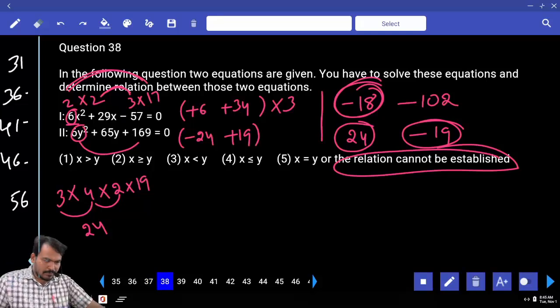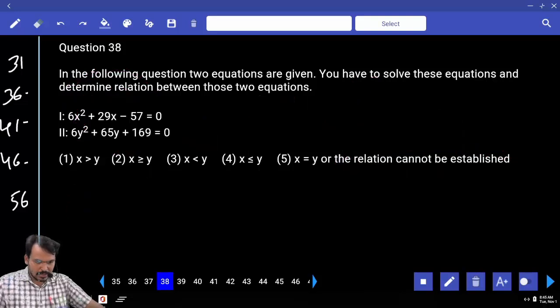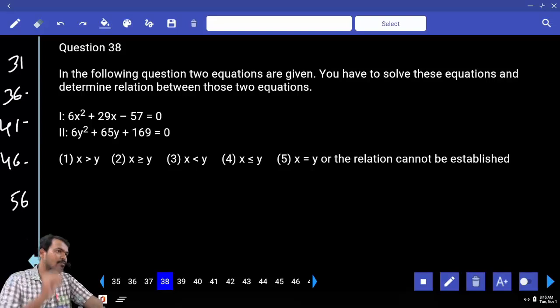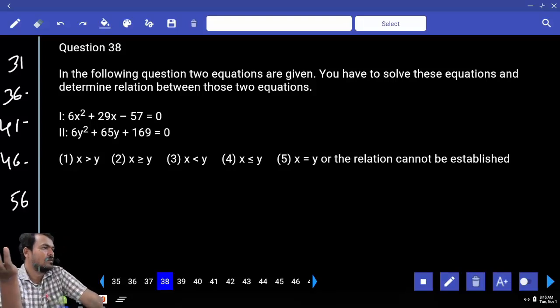What is the coefficient of x square? 6. Coefficient of y square also 6. Equal coefficients means we directly take the factors, just the factors only. What is the LCM of 6 comma 6? 6. 6 how many times? 1 time. X roots multiplied by 1. Y roots also multiplied by 1.